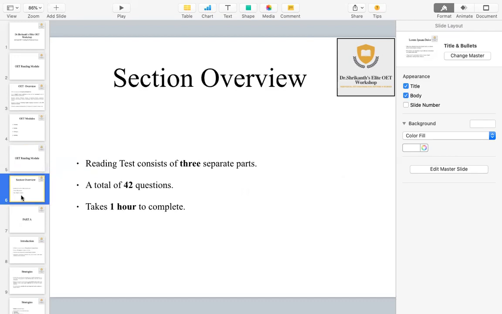Section overview of reading. The OET reading test consists of three separate parts, namely part A, part B, and part C. In total, you can expect 42 questions, and it takes exactly 1 hour to complete. So 60 minutes for 42 questions. That is how the OET test is formulated.